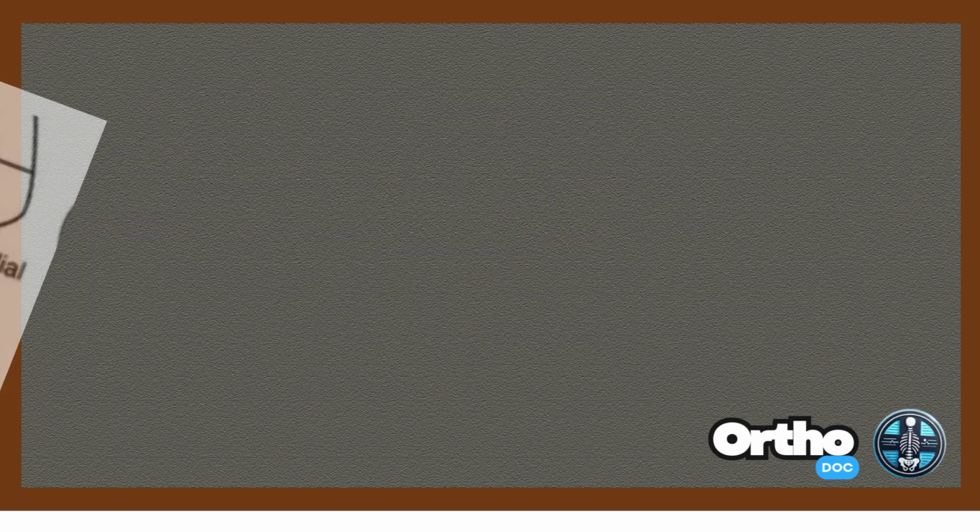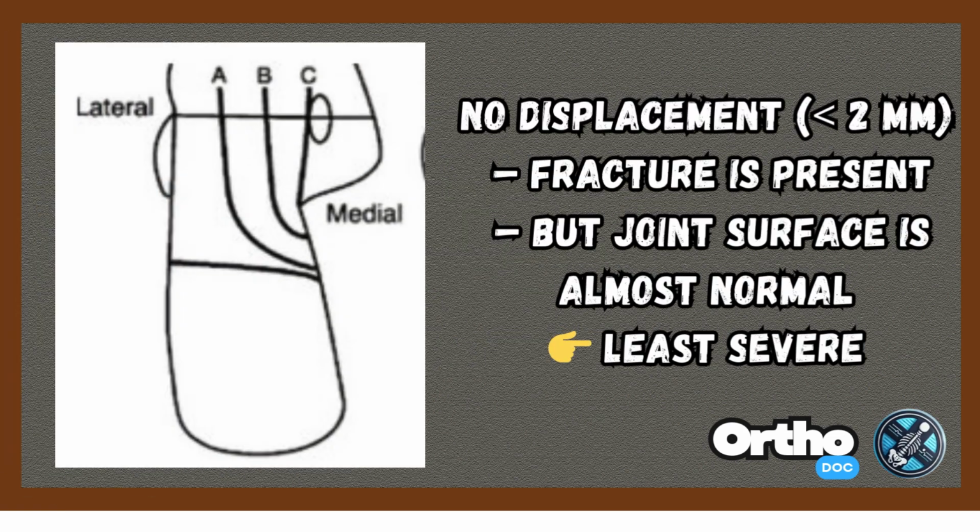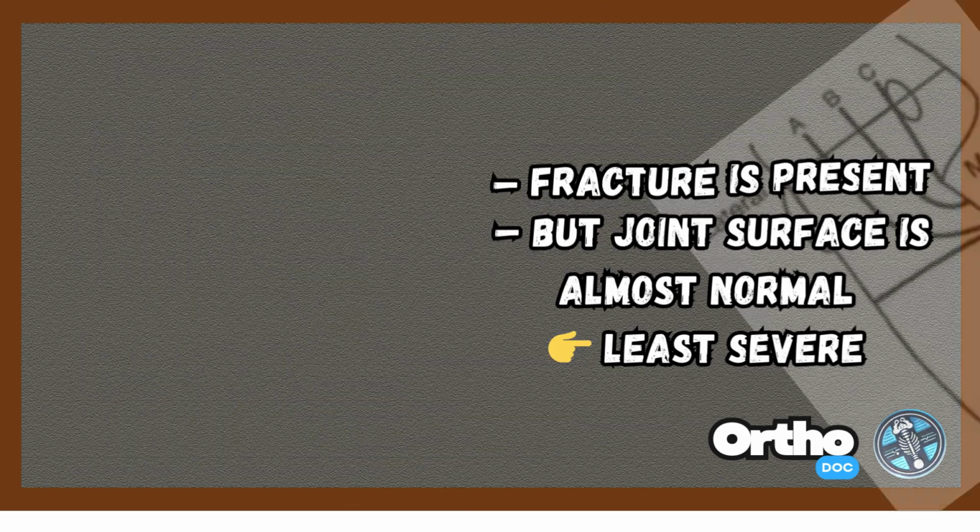Type 1. In type 1 there's no displacement or less than 2 mm displacement. Fracture is present but joint surface is almost normal. It is the least severe form.